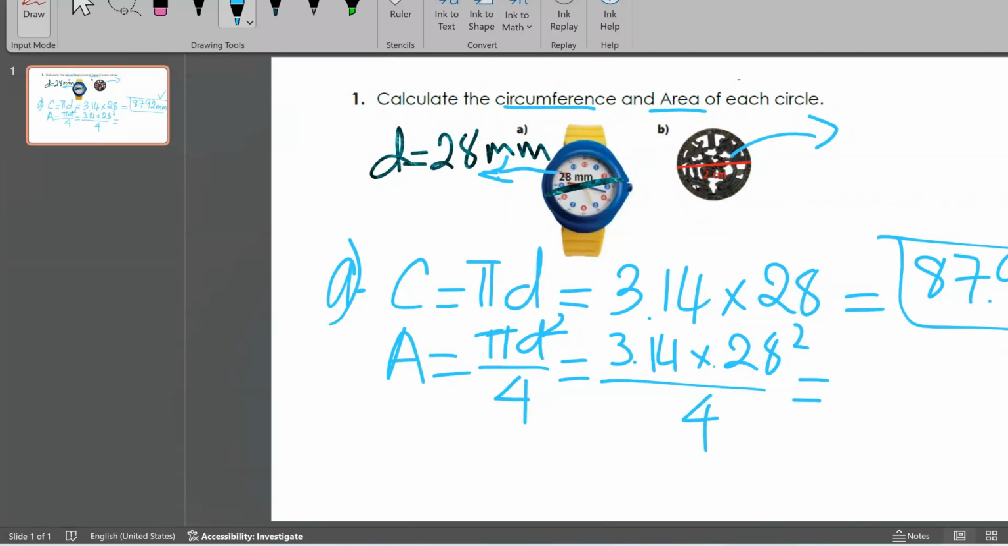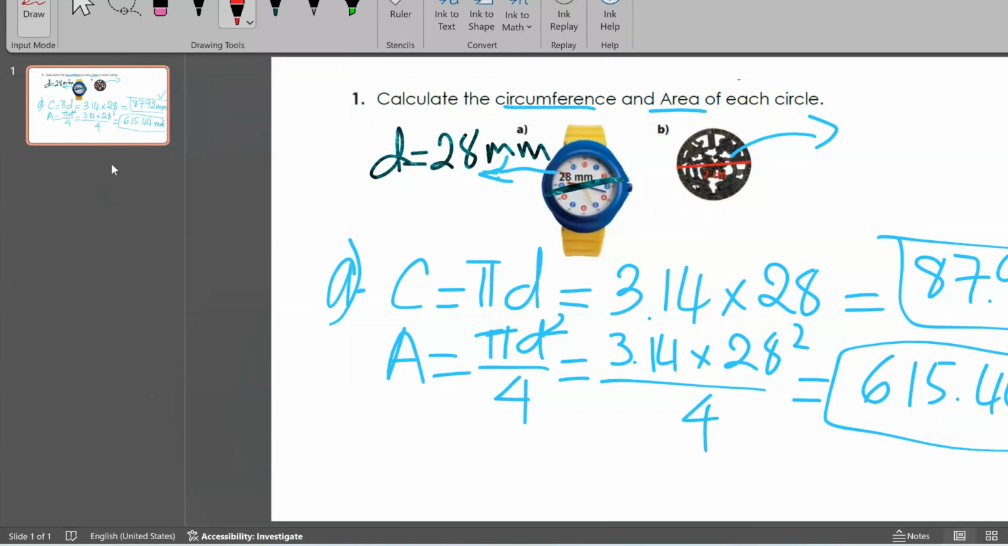So 3.14 times 28 squared, meaning 28 times 28. Hold on. 784 divided by 4 is 196, and 3.14 times that equals 615.44. What is the unit for the area? Millimeters squared. So this is not correct, but the first one is correct. Okay, so now let's do B.